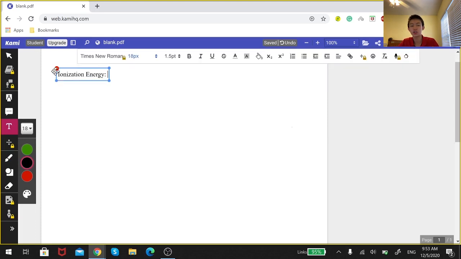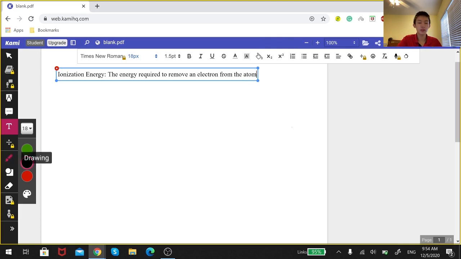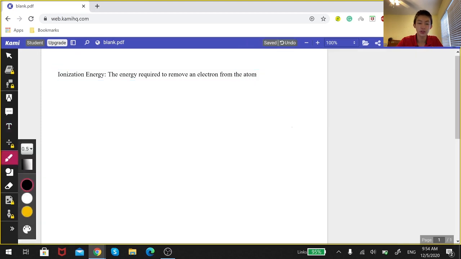So ionization energy is the energy required to remove an electron from the atom. Okay, and for ionization energy, you need to know one thing. Atoms have shells. They have the nucleus and they have electron shells. Atoms want to have a full shell or a half shell.